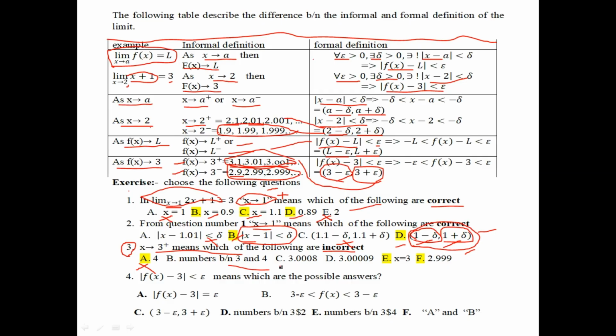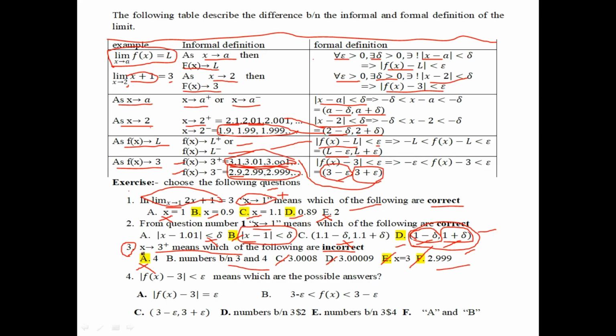3.008 is the correct one. This is the correct one because the value is between 3 and 4. Again, D is correct. So E is incorrect. F is incorrect. Why? Because this is from the left.